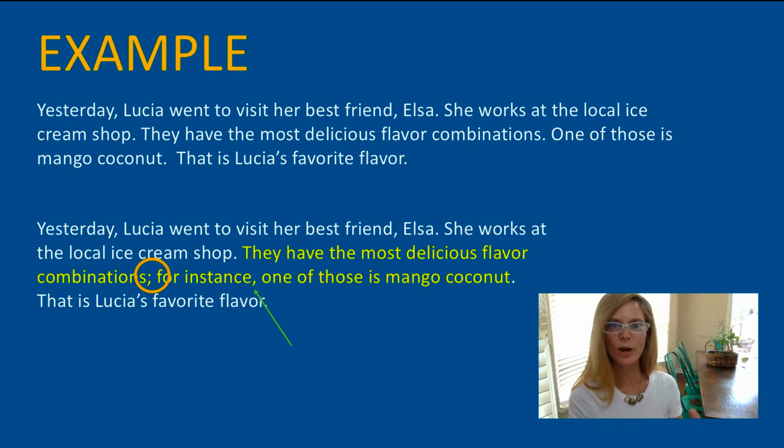I started out with a couple of simple sentences, which is fine. And then I took two sentences that were closely related and I used a transitional expression, for example, to show a detail. And then I took that semicolon and I put it in between the two sentences to make a more complex sentence and to add variety to my writing. So it doesn't look just like a list of simple sentences.